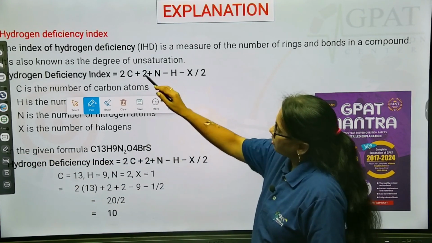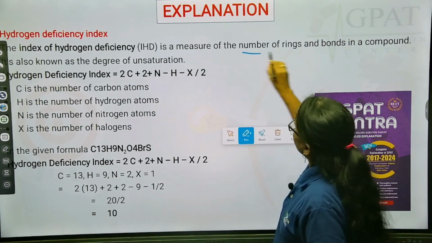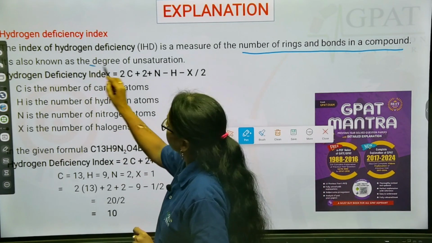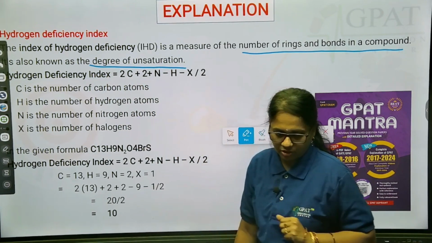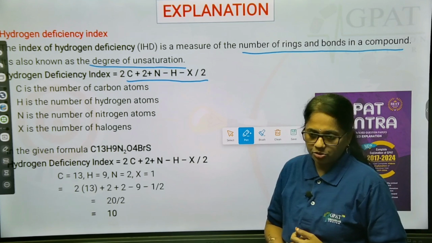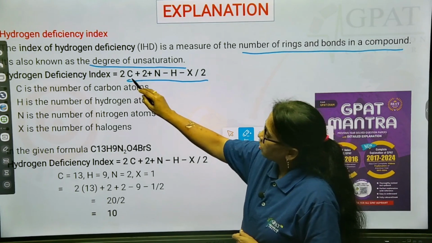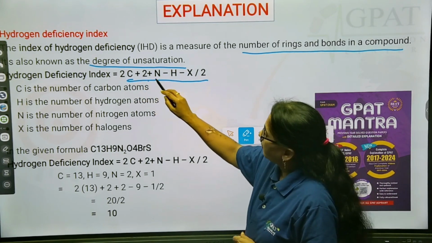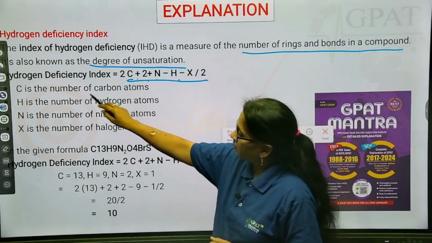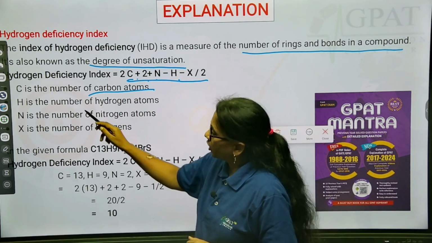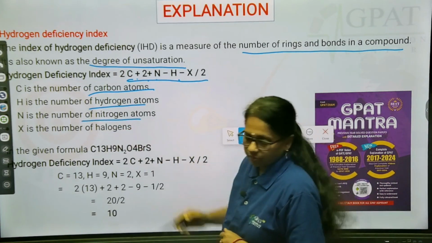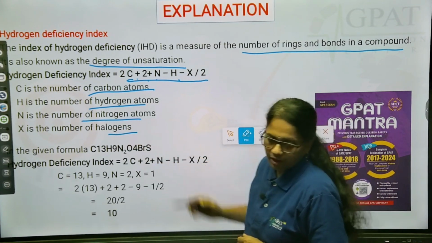The index of hydrogen deficiency is a measure of the number of rings and bonds in a compound, which is also known as the degree of unsaturation. So this is the formula to calculate the hydrogen deficiency index: (2C + 2 + N - H - X) / 2. What is C here? Number of carbon atoms, H is number of hydrogen atoms, N is number of nitrogen atoms, X is number of halogens.